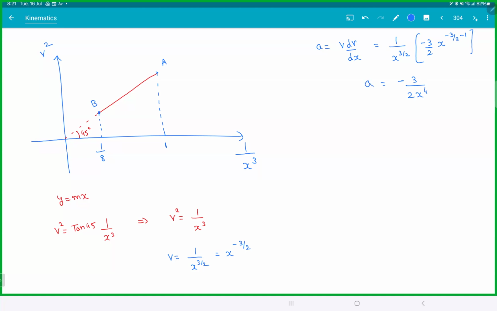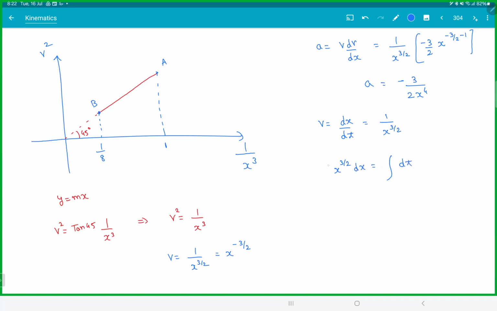That is your acceleration, right? Got the acceleration part? Hope you didn't mix up the integration and differentiation formula. Then what do you want to find? Position as function of time t. So v is dx by dt, which is 1 by x power 3 by 2. So this would be x power 3 by 2 dx is equal to dt.